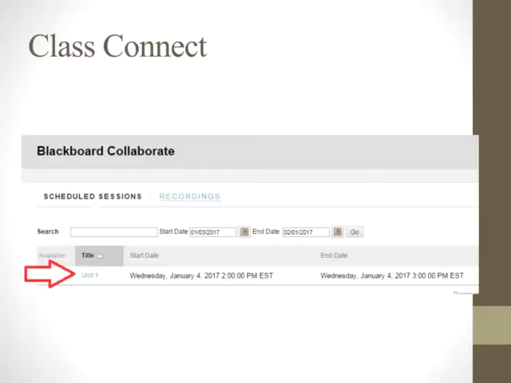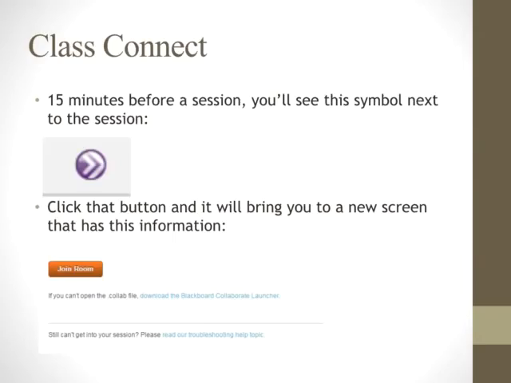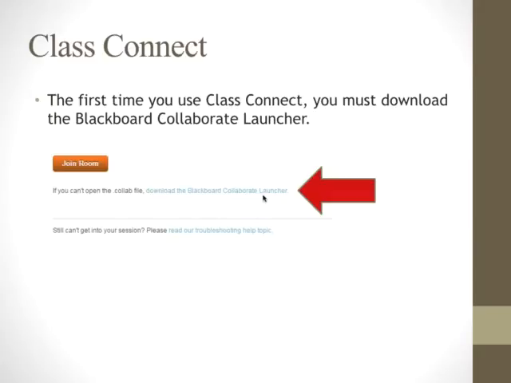So once a session is going to happen, 15 minutes before the session, you see the symbol next to it. That means you can log in. You click that button, it'll bring you to a new screen that has this information, which is to join the room. Now, if you've already downloaded Blackboard Collaborate Launcher, you can just go right to Join Room. If you have not done that before, you need to download the launcher. This is why I recommend logging in 15 minutes beforehand.